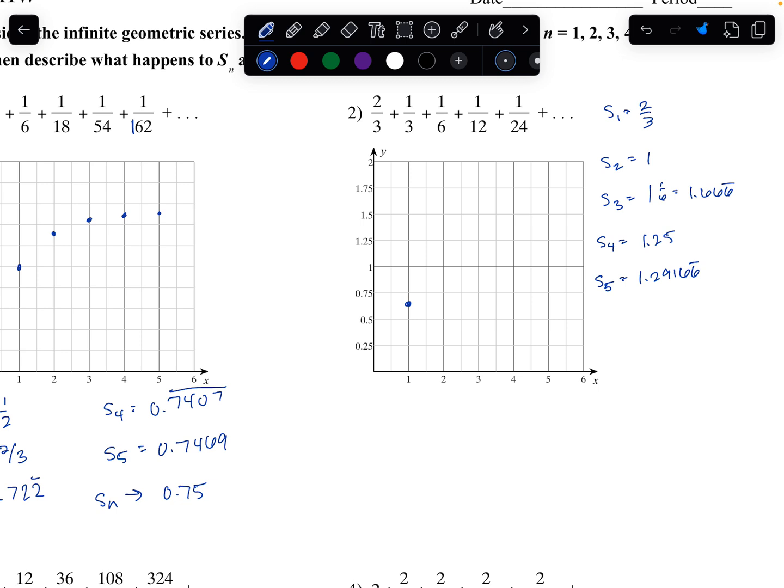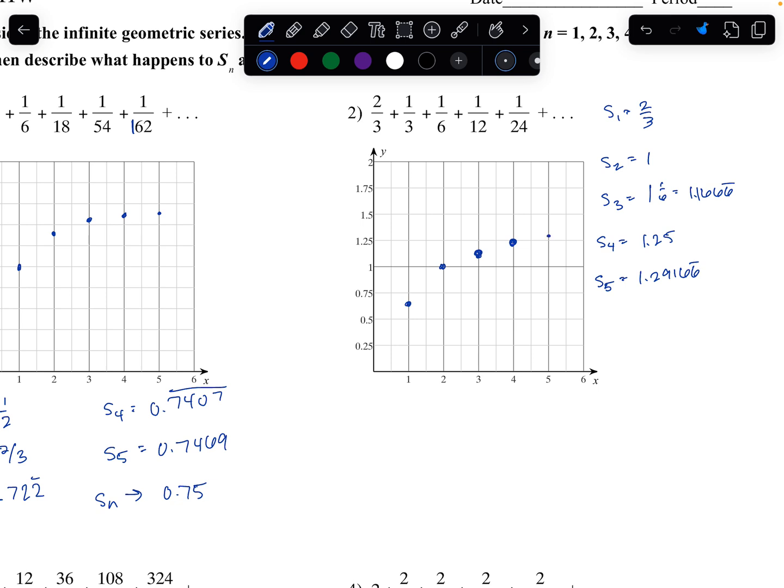All right, so if I'm graphing these partial sums, 2/3 is going to be probably somewhere in here, and then 1, and then 1 and 1/6. That should be a 1 right here. There we go. That makes a lot more sense. So that would put it somewhere right here. And then we would get here. Actually, it would probably be a little bit further up. And then for the fifth one, 1.29.